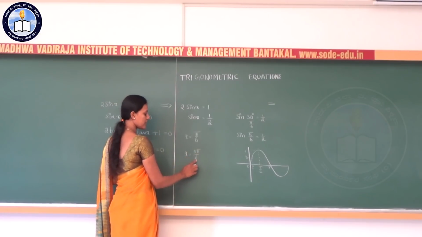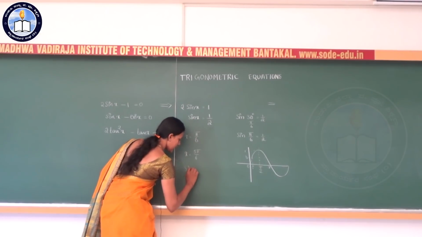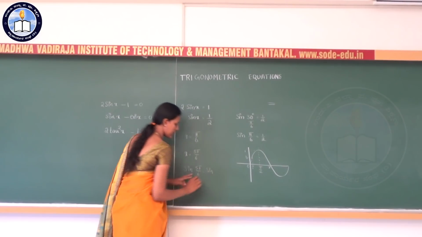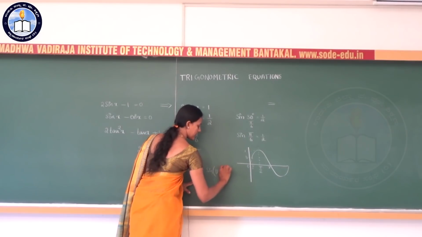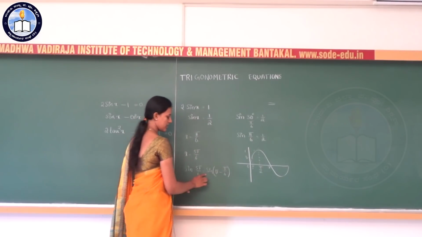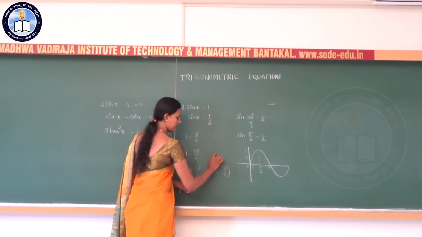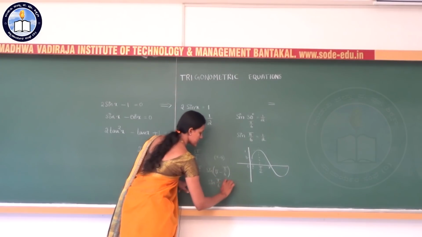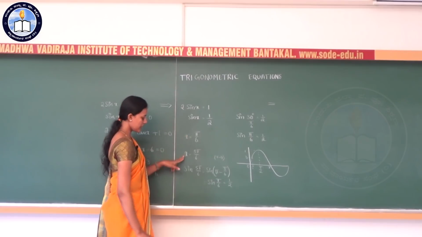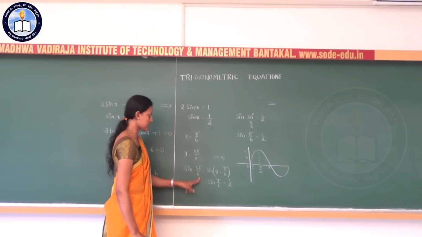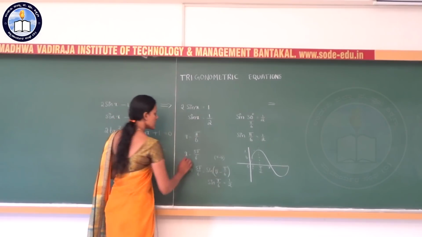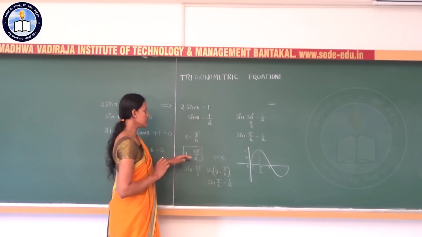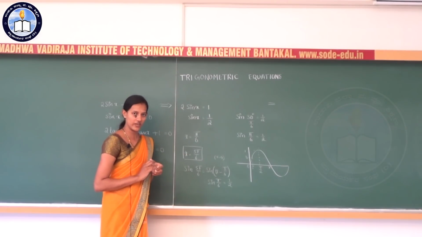If x is equal to 5 pi by 6, then sine of 5 pi by 6. 5 pi by 6 can be written as pi minus pi by 6, and sine of pi minus theta is sine theta. So, this will be sine of pi by 6, that is half. So, even when x is equal to 5 pi by 6, the equation is satisfied. So, x is equal to 5 pi by 6 is also a solution of the trigonometric equation.